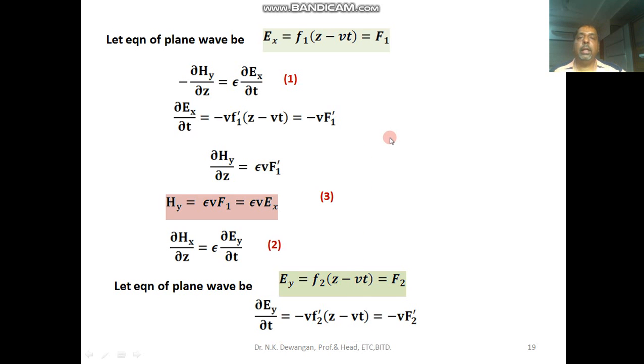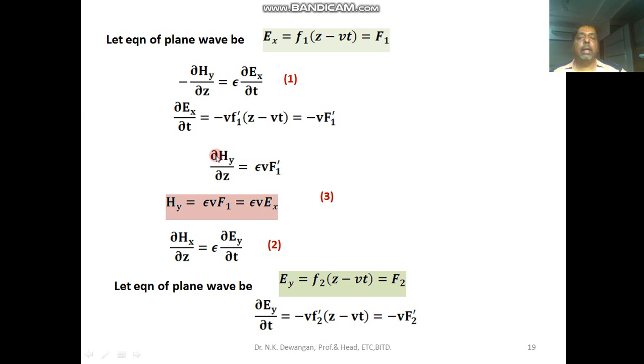Now suppose we know the value of the electric field, then we want to know the value of the magnetic field. Suppose the x component of the electric field for a uniform plane wave we write like this: Ex is equal to F1 of (Z minus Vt). We are assuming that Ex varies like this, so I am calling this F1. Then del Ex by del t we will calculate and put in expression number 1. So del Hy by del Z is epsilon V F1 dash, you will get.